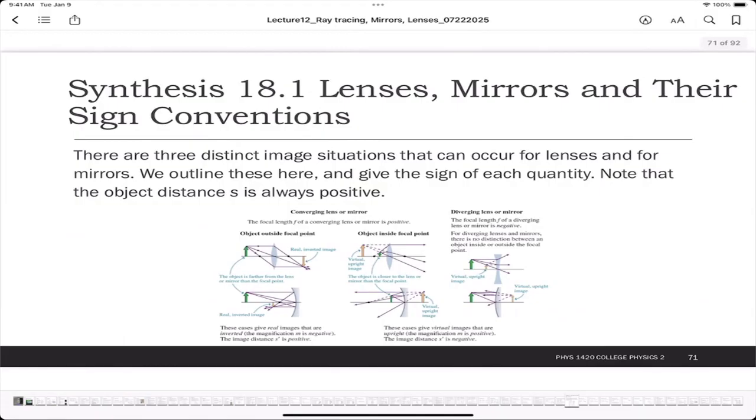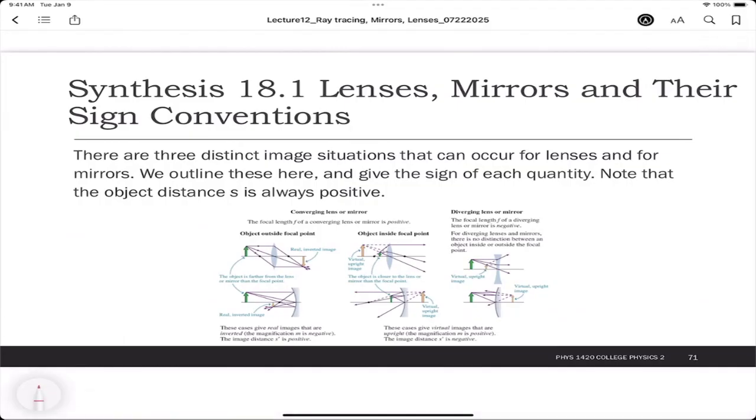Okay, let's talk about this synthesis 80.1. This one is very important. In this synthesis, we talk about lenses, mirrors, and their sign conventions. There are three distinct image situations that can occur for lenses and for mirrors. We outline them here and give the sign of each quantity. Note that the object distance s is always positive.